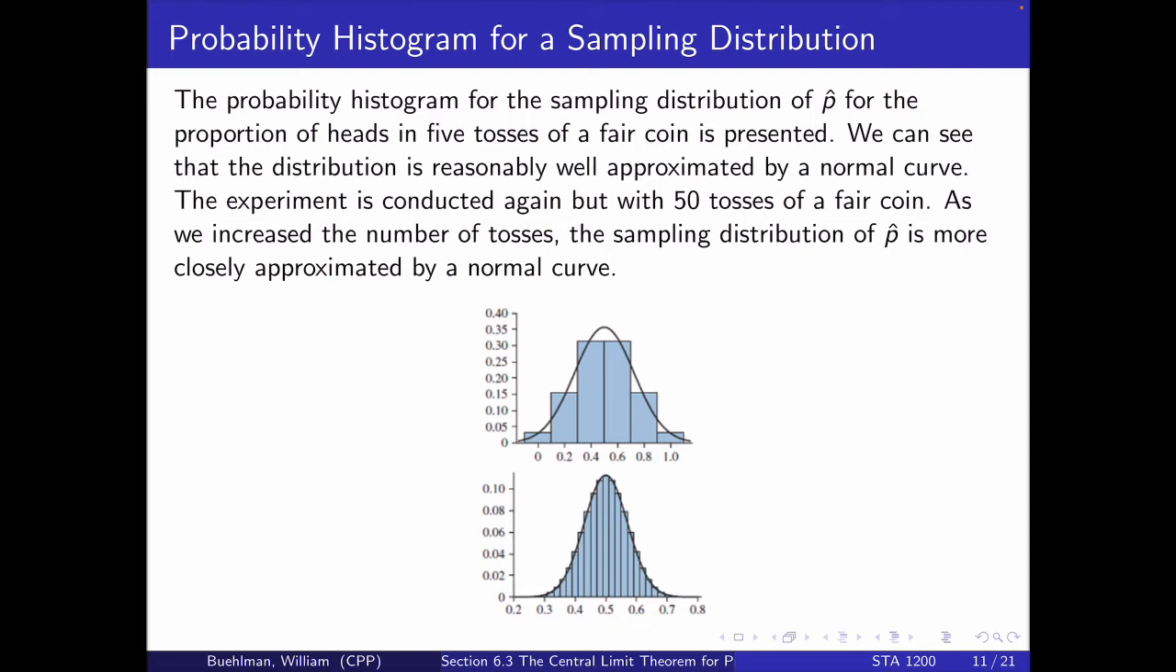The probability histogram for the sampling distribution of p hat for the proportion of heads in 5 tosses of a fair coin is presented below. We can see that the distribution is reasonably well approximated by the normal curve. The experiment is conducted again, but this time with 50 tosses of a fair coin. As we increase the number of tosses, the sampling distribution of p hat is more closely approximated by the normal curve.